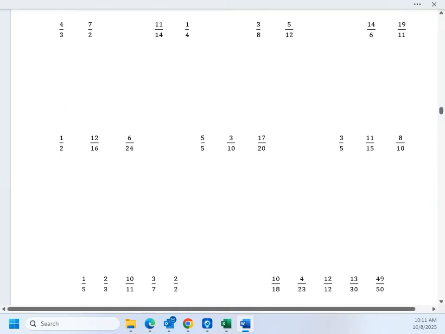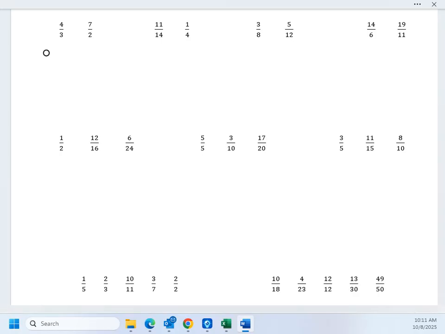When you have improper fractions, find out what your whole numbers are. Right? 4/3 would be what mixed number? 4/3 is what mixed number? Michael? 1 and 1/3. 1 and 1/3. 7/2 is what mixed number? Rhoda?